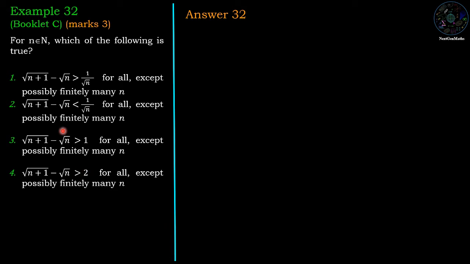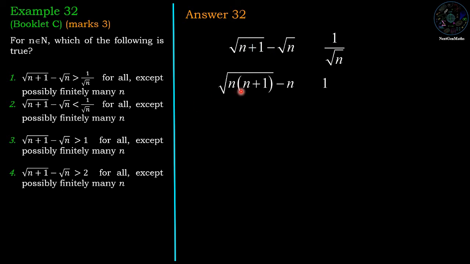Now we begin with the first and second option. There is a difference of greater than and less than sign. So we have two terms, the left hand side term and the right hand side term, square root of n plus 1 minus square root of n and 1 upon square root of n. Both the terms are positive. We are not beginning with the sign, and we multiply by square root of n on the left hand side. Then square root of n into n plus 1 minus n, and 1. By taking minus n on the other side, we have square root of n into n plus 1, 1 plus n.